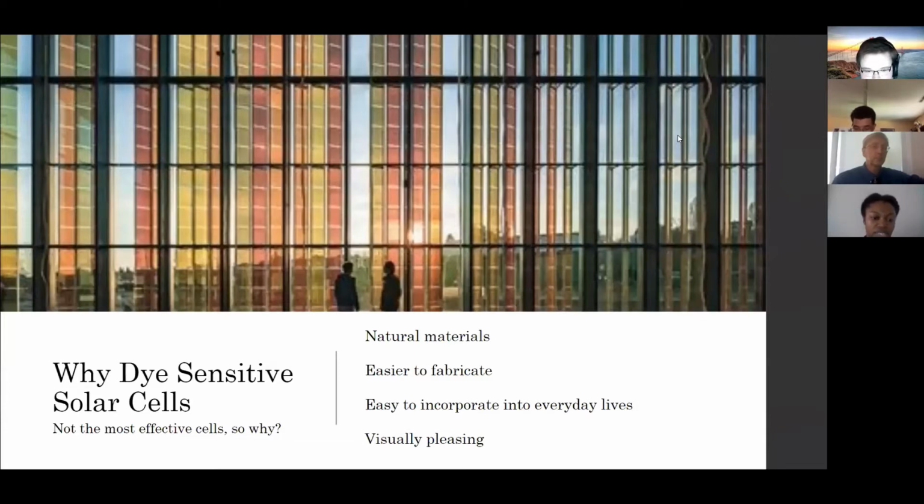So why dye-sensitized solar cells? Dye-sensitized solar cells allow us to use renewable energy and the natural materials locally available to us through a variety of fruits and vegetables to be able to develop a solar cell. We're able to easily fabricate these devices through the locally grown goods near us, and we're able to easily incorporate them into our daily lives. By doing this, we're also able to provide a visually pleasing view of the solar cells by using different dyes and shades to produce the solar cell.